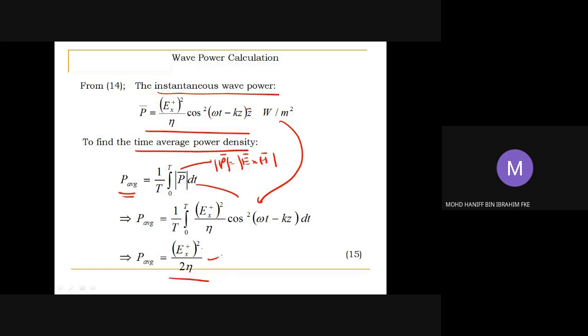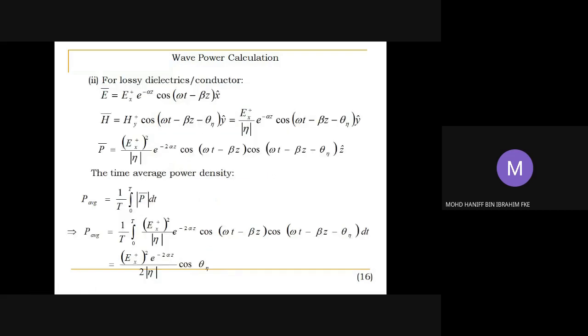For the case of lossy dielectrics and good conductors, this is for two mediums, the lossy medium and the conductor medium, because both have alpha and beta. The difference will be in the formulations for alpha and beta, and also for the impedance value.